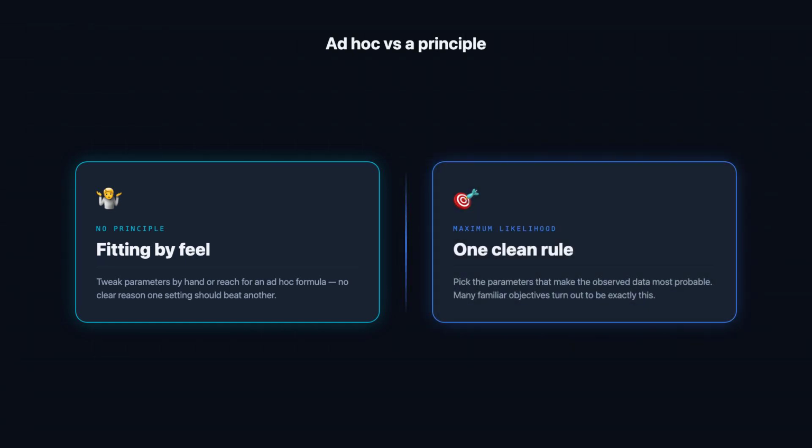With maximum likelihood, there is a single clean rule that removes the guesswork. Pick the parameters that make your observed data most probable and let the optimization do the rest. Beautifully, many familiar objectives turn out to be exactly this in disguise. So one simple principle quietly unifies a huge amount of what we already do every day.